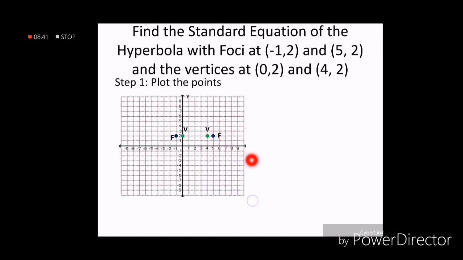So obviously, alam na natin kung ano yung graph ng ating hyperbola kasi nakapaloob siya sa opening ng ating hyperbola, yung ating foci. And that is our vertices. Na-plot lang natin sila: 0, 2 and 4, 2 are our vertices, and our foci are negative 1, 2, so that is yung una, and 5, 2, so yung pangalawa.